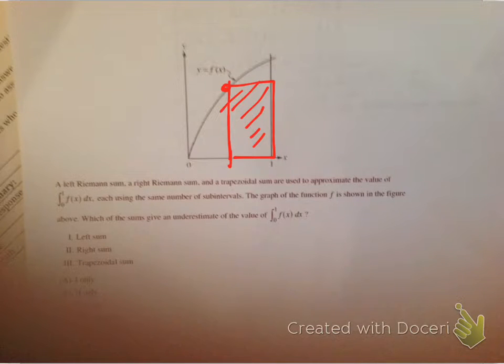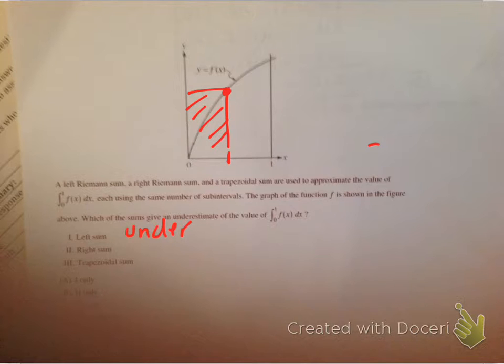So a left sum is going to be an underestimate. So that's under. Okay, if you do a right sum, and again, just if you take it from over here at 1/2, I hit this. If I do a right sum, I'm an overestimate.